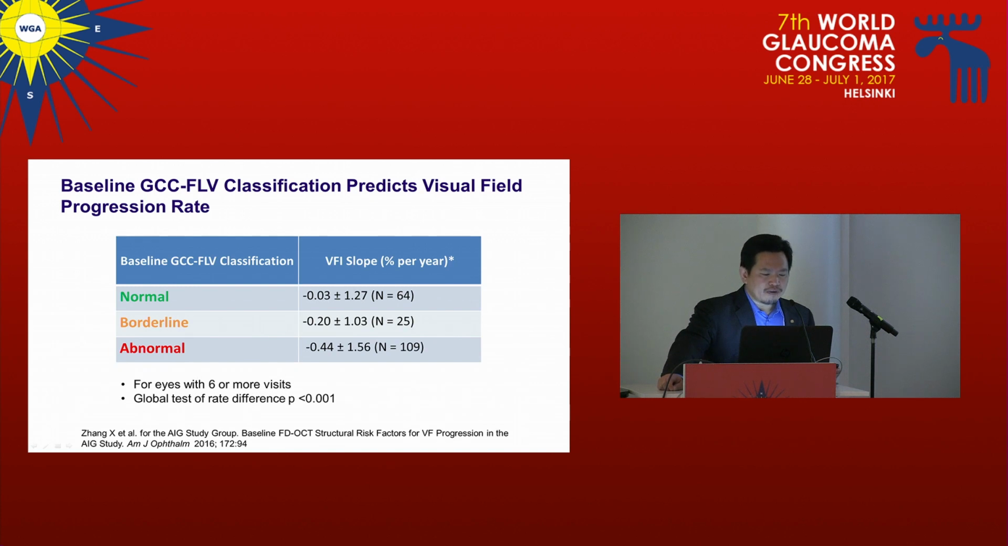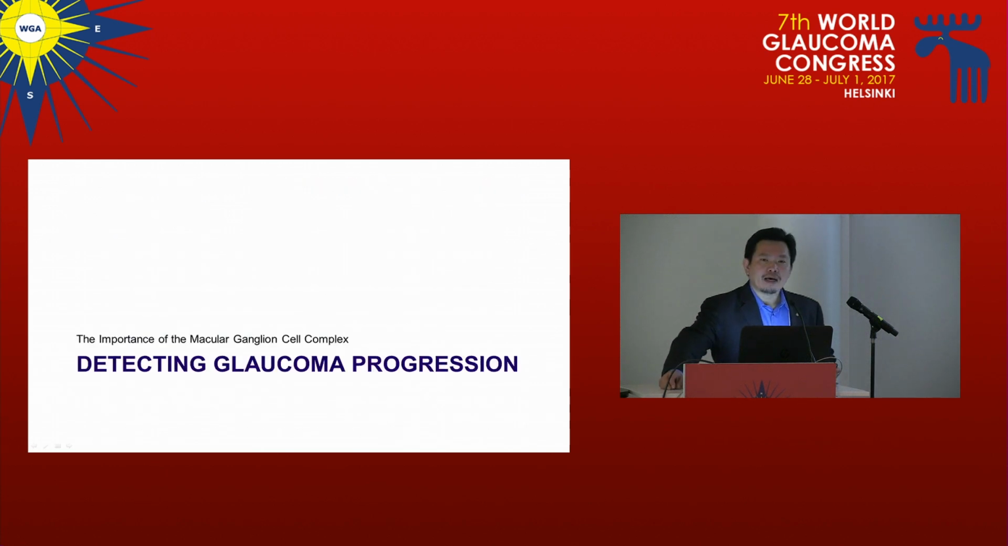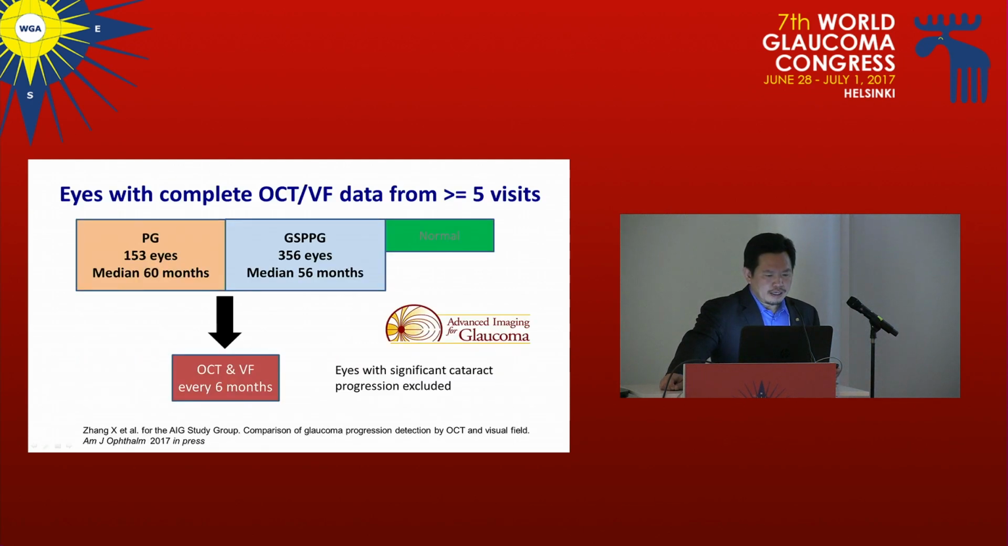It is predictive of the rate of progression as well. So as you can see here, eyes that have abnormal GCC FLV tend to progress much faster in terms of VFI slope. And finally, I want to talk about detecting glaucoma progression in both the parametric glaucoma and the suspect and pre-parametric glaucoma group.